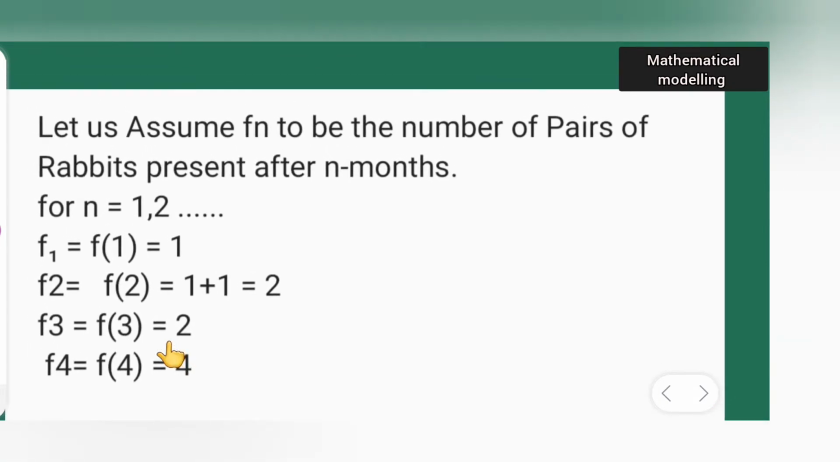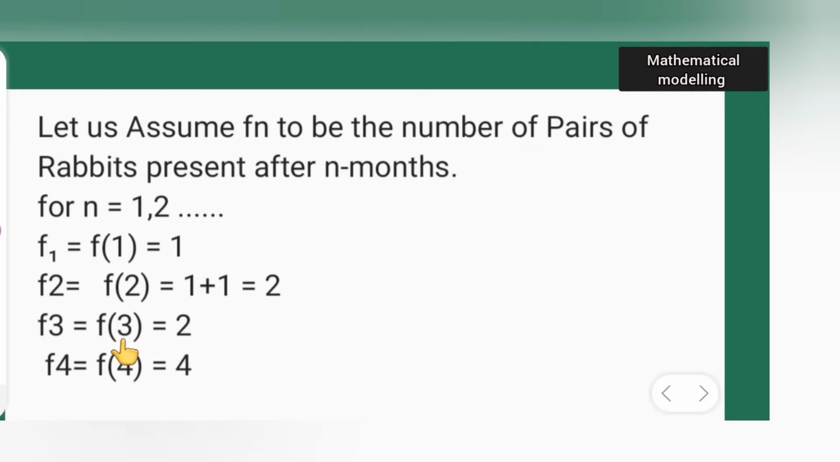Let us assume Fn to be the number of pairs of rabbits present after n months, for n equal to 1, 2. F1 is the number of pairs after 1 month, the first pair. For n equal to 1, 2, F1 is equal to F of 1 is equal to 1. This is the pair after 1 month. F2 is equal to F of 2, which is equal to 1 plus 1 is equal to 2. This is the number of pairs after 2 months.